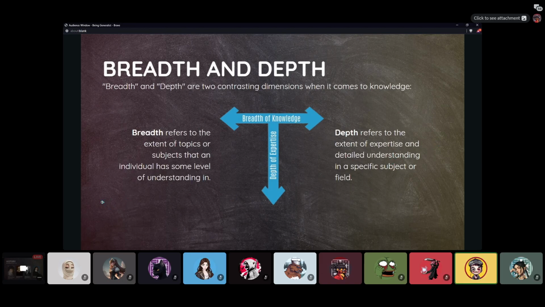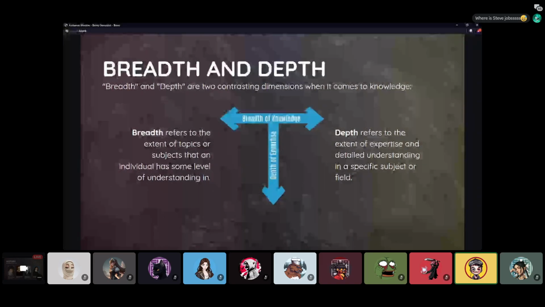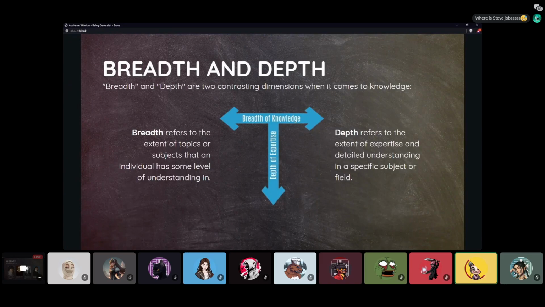So to better understand this, let's consider a student named Alex who is passionate about learning and exploring various subjects. Actually, Alex enjoys studying history, mathematics, literature, biology, and computer programming. So we can say that Alex's breadth of knowledge is broad as they have a good understanding of these diverse topics, and they can see connections between different fields.